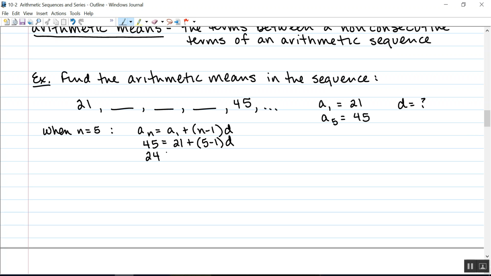That gives me 24 equals 4d. So d is equal to 6. That's my common difference. So remember what that means is that when I go from my first term to my second term, I'm adding 6. So my second term is going to be 21 plus 6, or 27. My third term is going to be 27 plus 6, or 33. And my fourth term is going to be 33 plus 6, or 39. And those are the 3 arithmetic means between 21 and 45.